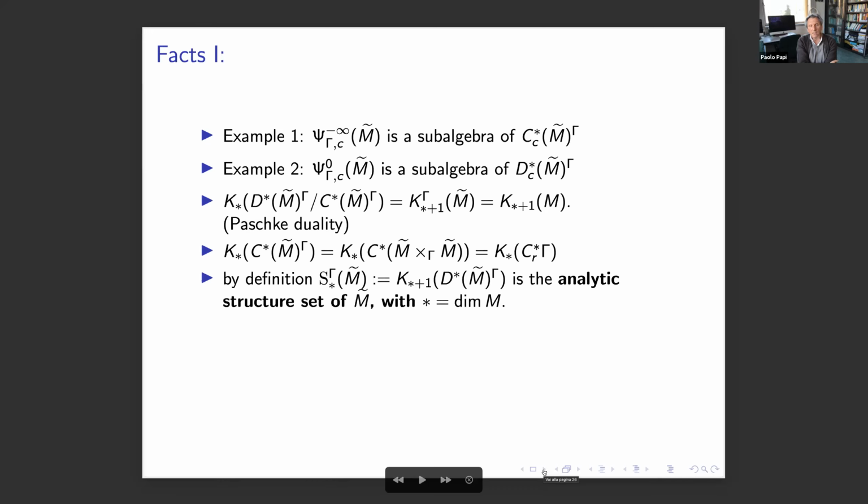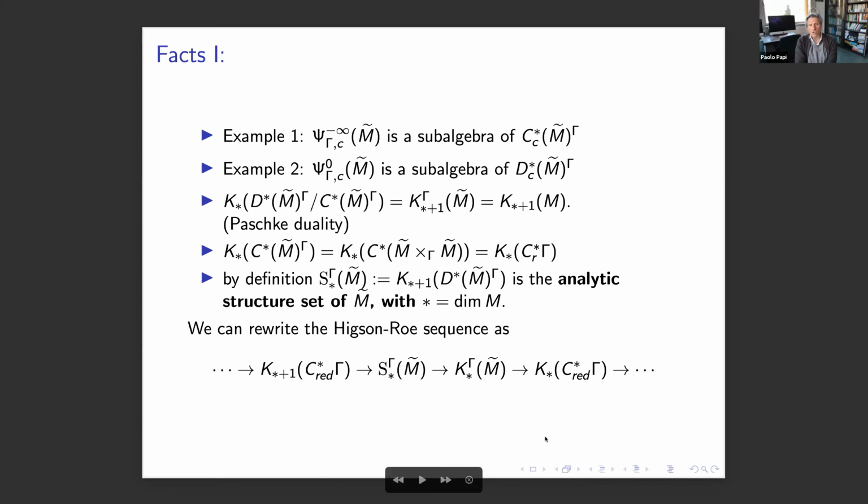Now the third term, namely the K theory of D star, is the analytic structure set. This is a more mysterious term, but also a very interesting one. So here is the Higson-Roe sequence in a known form after this isomorphism. Okay, I have rewritten it using the isomorphisms that I just explained.